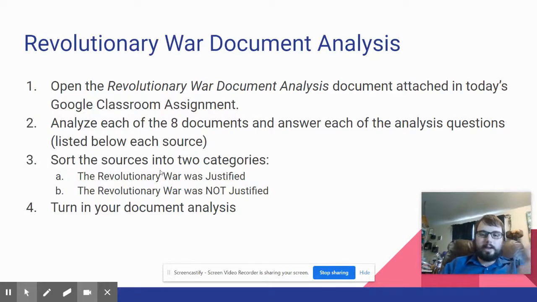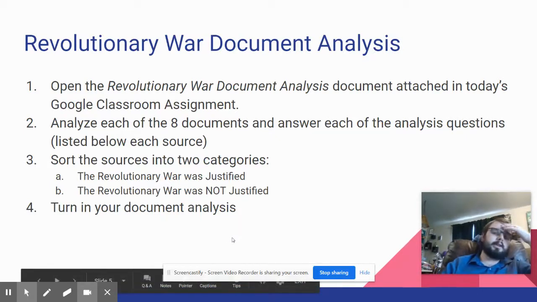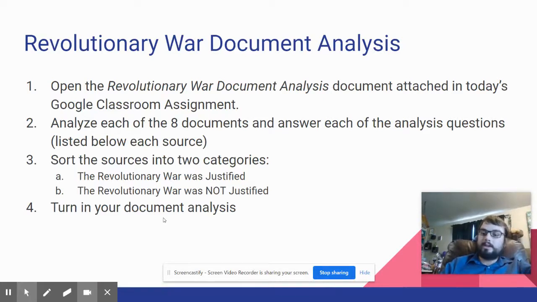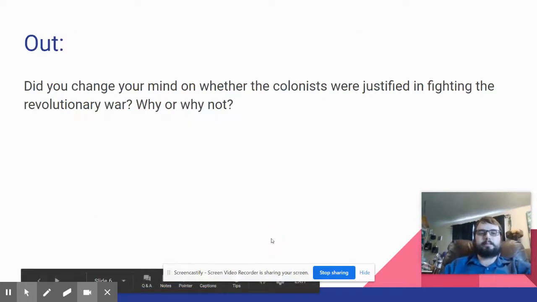Analyze the document, read through it, take a look at it, and answer the analysis questions that go with it. After you're done with all that, you're going to sort those sources into two categories. One category is sources that help prove the war was justified. And some of the sources will prove that the war was not justified, or unjustified if you want to think about it that way. Then you'll turn in your document analysis.